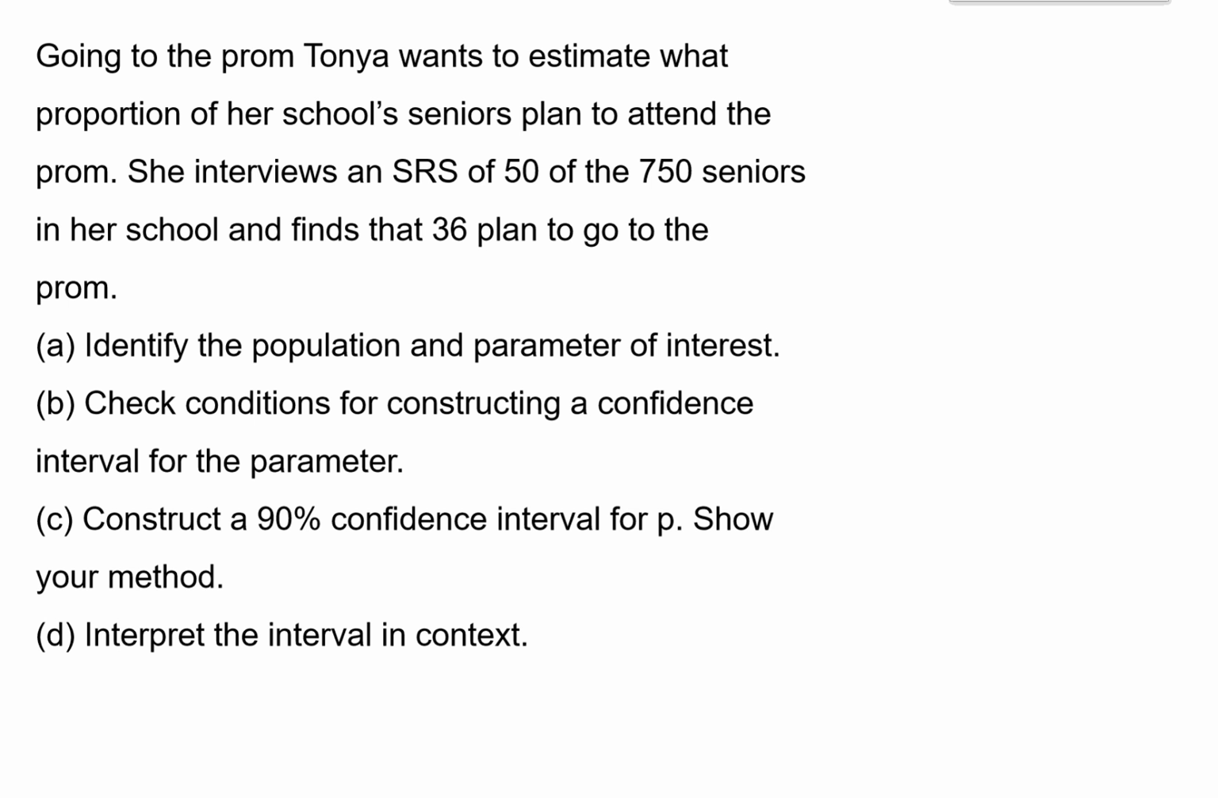It's about Tanya, and she wants to estimate the proportion of her school seniors who plan to attend the prom. She interviews a simple random sample. That's what it says here. So we have an SRS of 50 people. So n is 50 of the 750 seniors that go to her school, and she finds that 36 plan to go to the prom. So sometimes we call that x the number of people that plan to go to the prom.